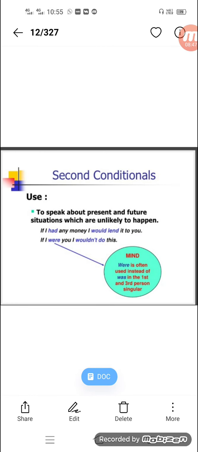We cannot find any reality in these sentences. Let us see uses. To speak about present and future situations which are unlikely to happen. In these conditionals we cannot find any reality. We can find only imaginary actions. If I had any money, I would lend it to you. Okay, actually I don't have any money, and that's why I cannot help you, right?